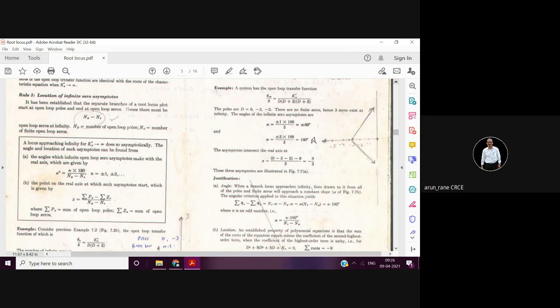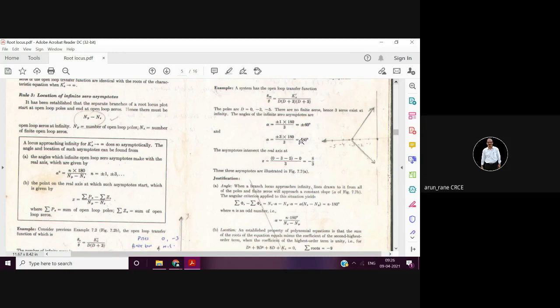So the third asymptote will be like this. Now we got the angle. Now what about its location? The summation of poles minus the summation of zeros. The summation of poles is 0 minus 3 minus 5, minus the summation of zeros, that is 0, divided by np minus ns, which is 3. So this is minus 8 upon 3, that is 2.666. So it will come between minus 2 and minus 3, at minus 2.66. And from here you have to draw the asymptote.